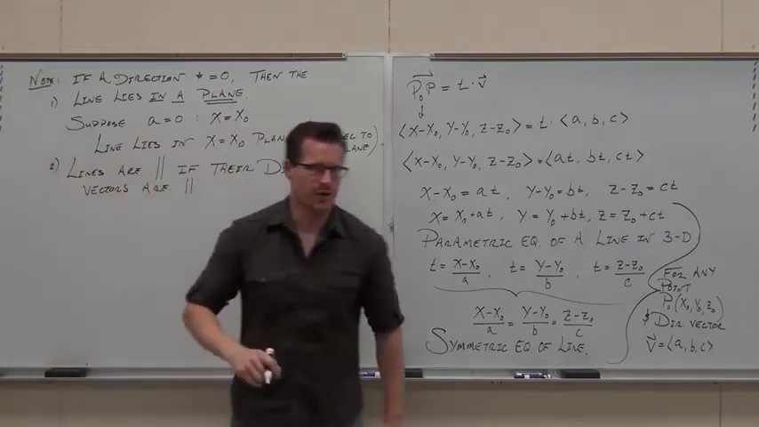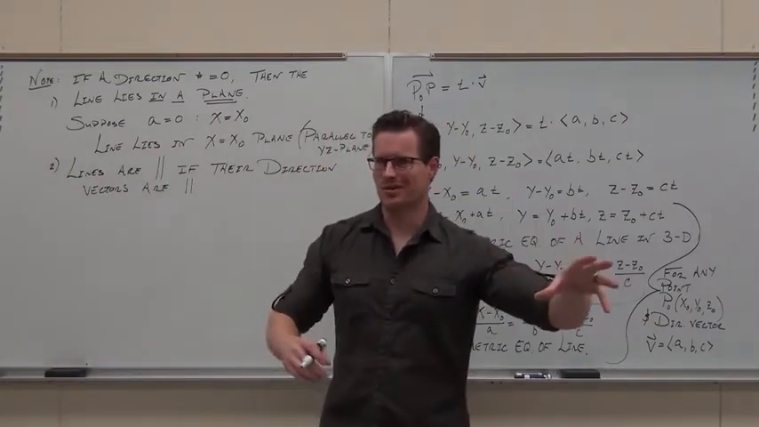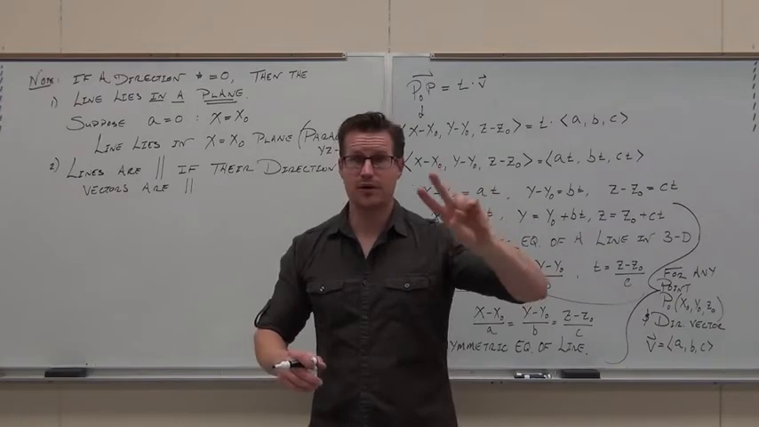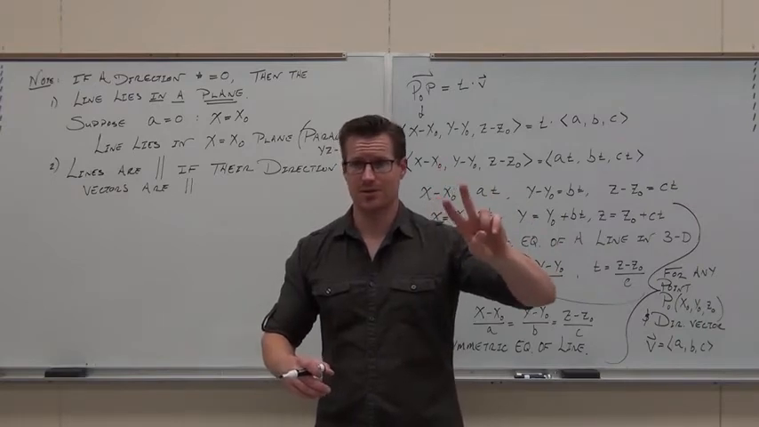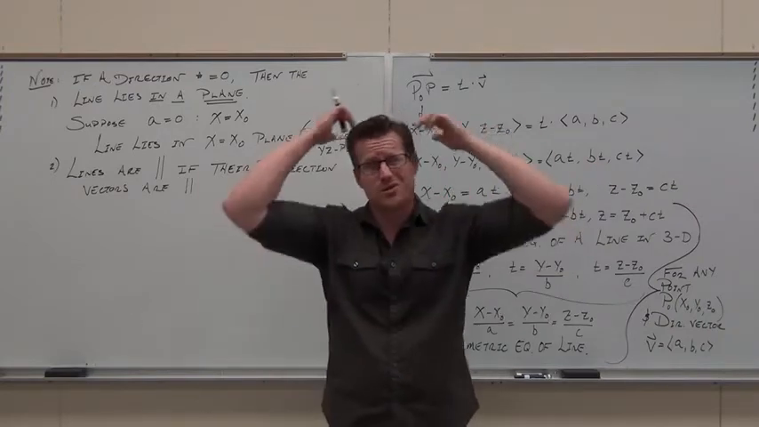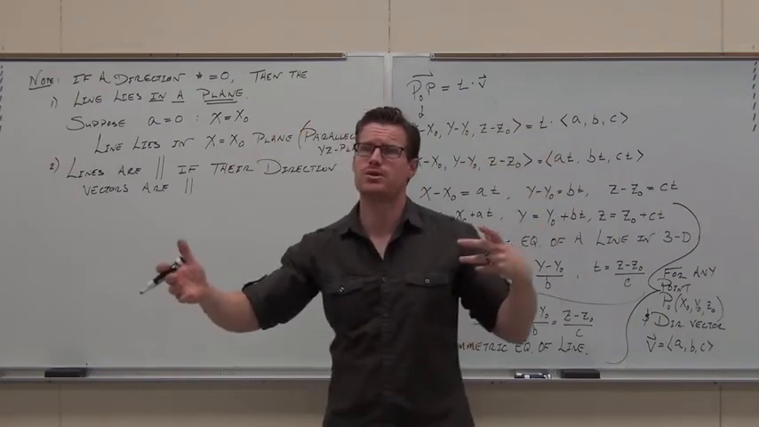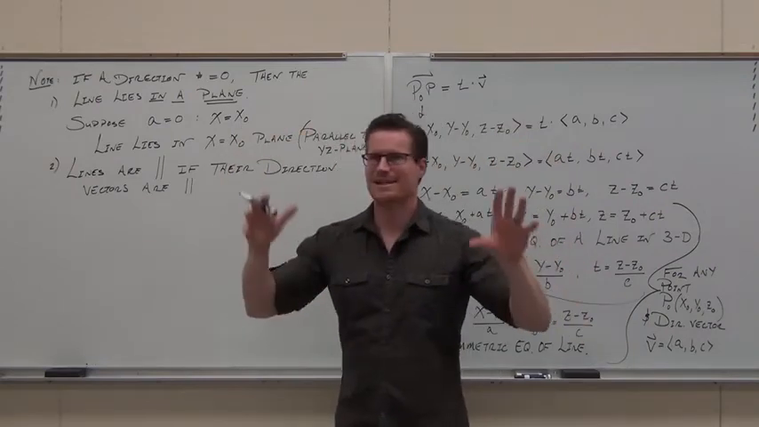If the direction vectors are parallel. Okay, now, pop quiz. How do you tell when two vectors are parallel? Do you use a cross product? Do you find unit vectors, or do you look for scalar multiples? Scalar multiples. Because that's so freaking fast.